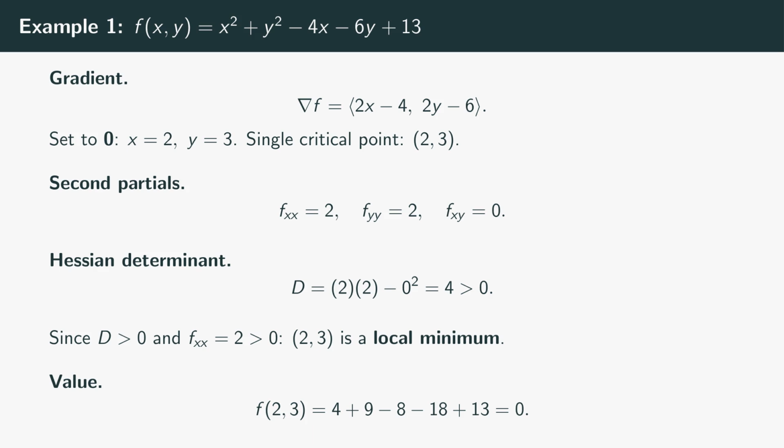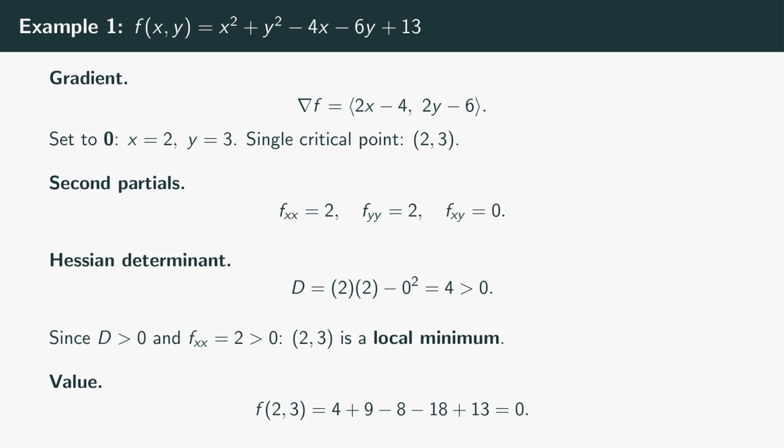Step 2: compute second partials. f_xx equals 2, f_yy equals 2, f_xy equals 0. There is no cross term in the original function. Step 3: form D. It's 2 times 2 minus 0 squared, which is 4, which is positive. Since D is positive and f_xx equals 2 is positive, the critical point is a local minimum.